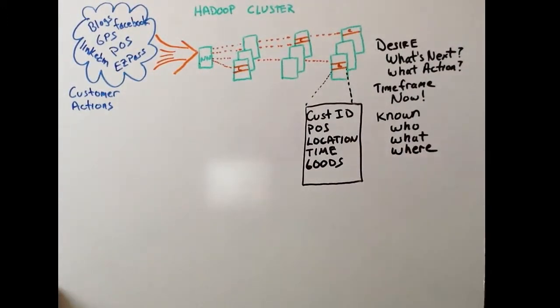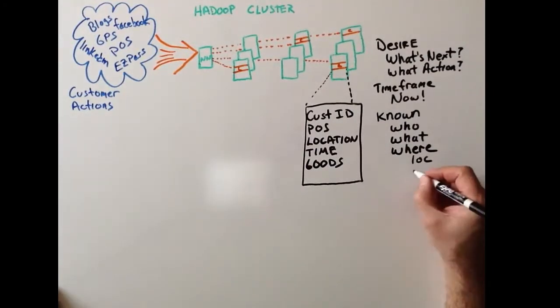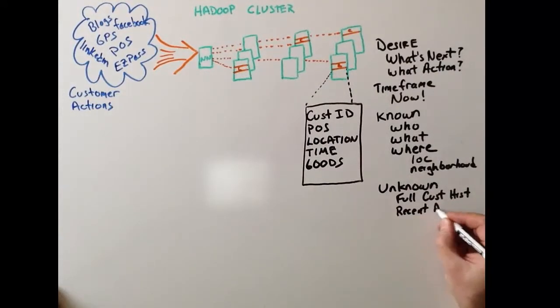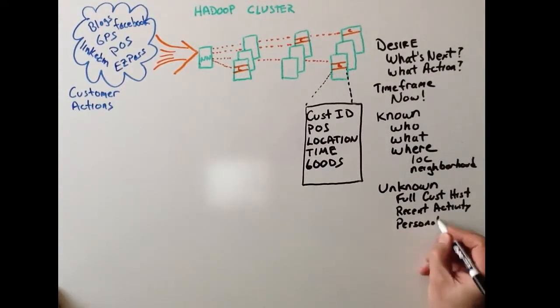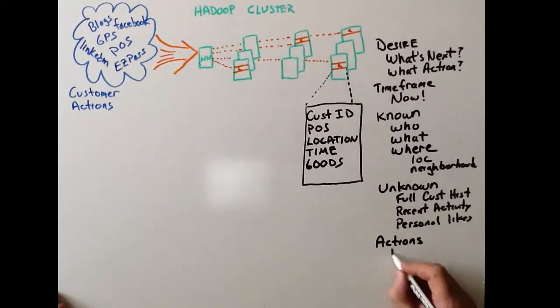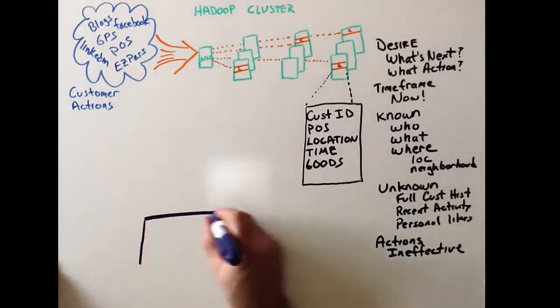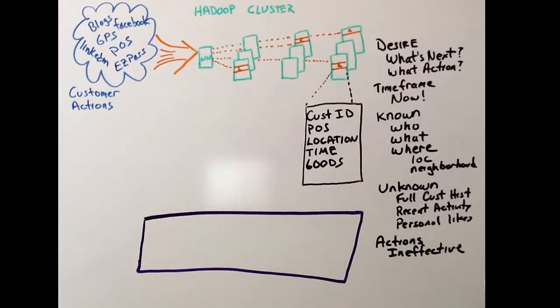We know where they are. Therefore, we know their locale. We also know what neighborhood they're in, what's nearby. What's unknown? Well, we don't have a full customer history in Hadoop. We have just a very small snippet of customer information. We don't really know their personal likes or dislikes because we're limited by the job nodes. Our actions are ineffective. To solve that problem, we can introduce big memory.